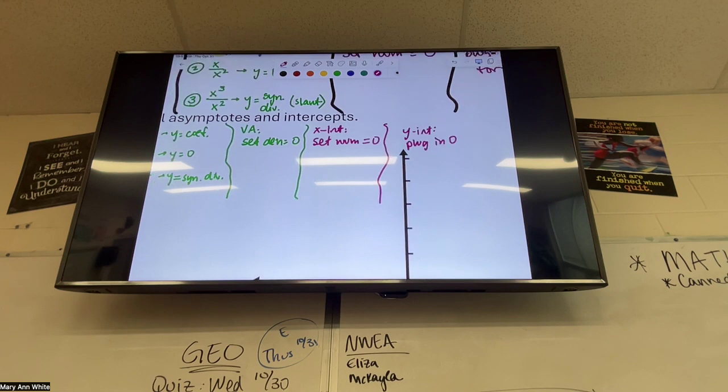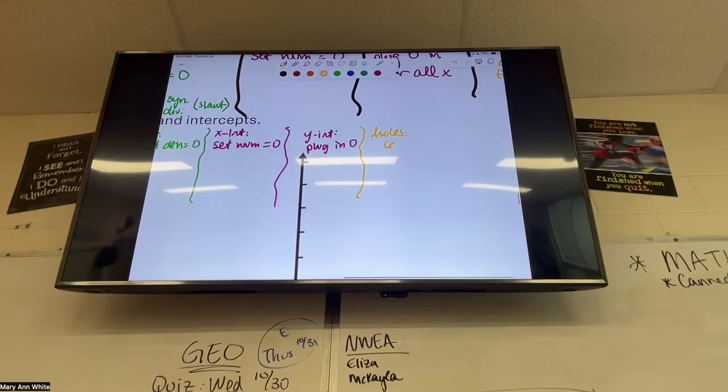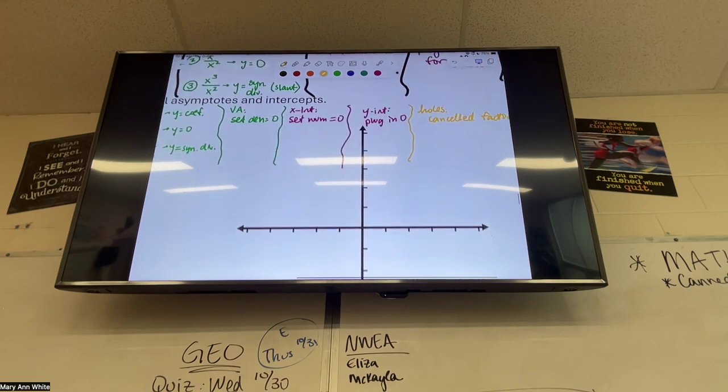And then there's one more thing that I taught you guys better than I taught my other class, but I didn't teach it well earlier yesterday. It was holes. Remember how we find the holes? If something cancels, it's my canceled factors. Okay, so I've got all 5 of our things right here.